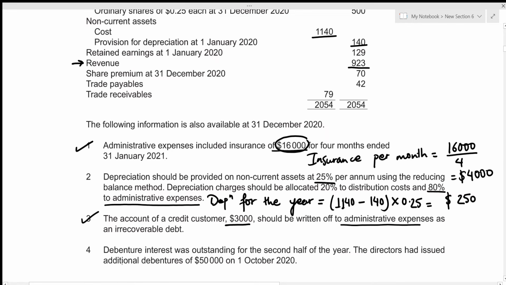And then the fourth one is the debenture interest. So debenture interest is not included in the administrative expenses. We can completely ignore this. So we have 4 items that should be included.